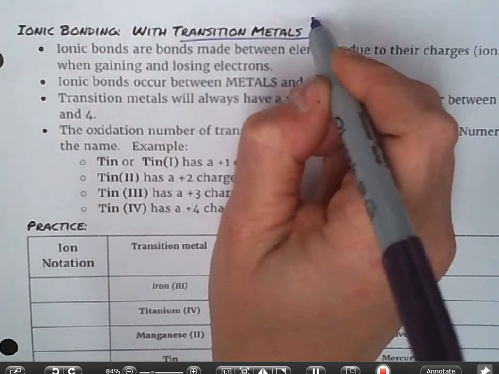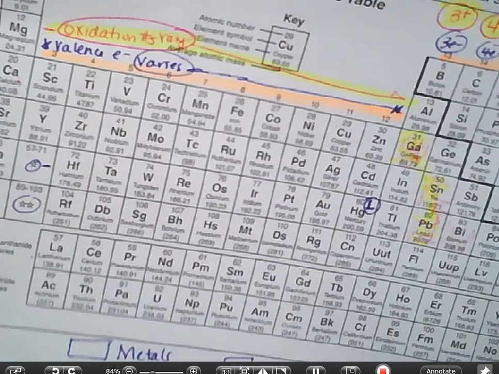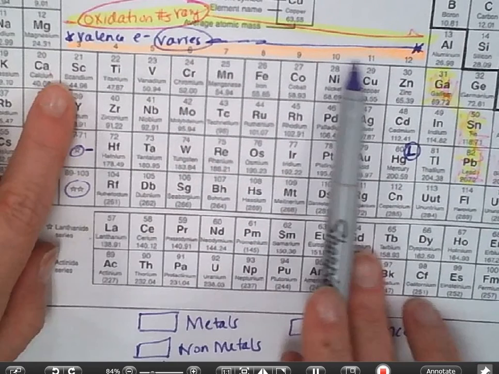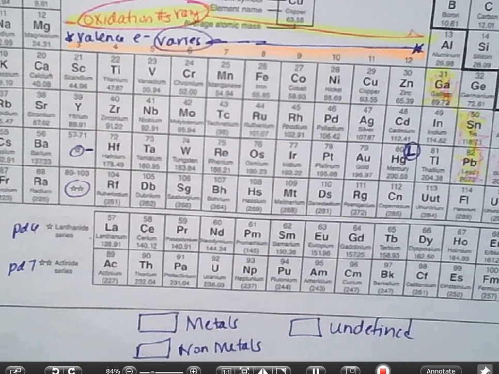So if you remember on your periodic table, the transition metals are right here. These are the ones that we said the oxidation numbers will vary, the same ones that the valence electrons will also vary. So those are the ones we're talking about. There are also some exceptions to that rule.